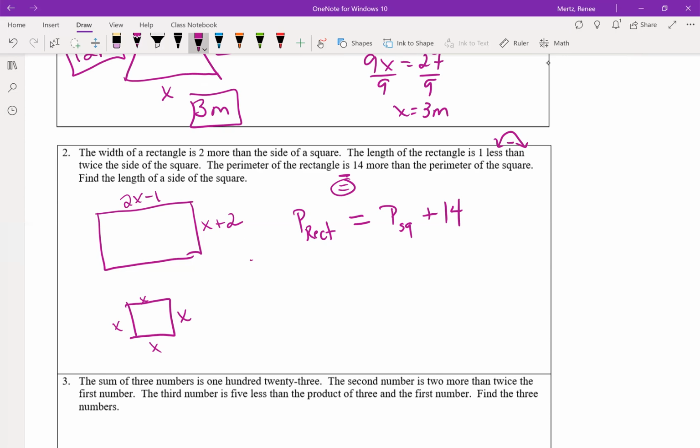Make sure we're adding 4 things. 2x minus 1 plus x plus 2 plus 2x minus 1 plus x plus 2. Or you can add it up all around the picture. The perimeter of the square, we have 4 sides of x, or 4x plus 14. When I add up all my sides, sometimes I like to just do it on the picture. Once I label it, I can add around it. So I have 6x plus 2.